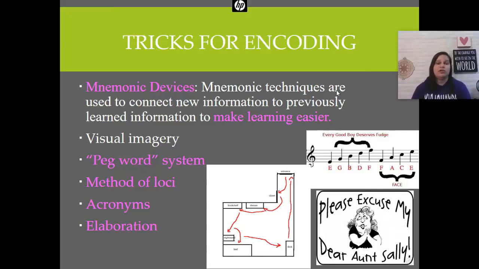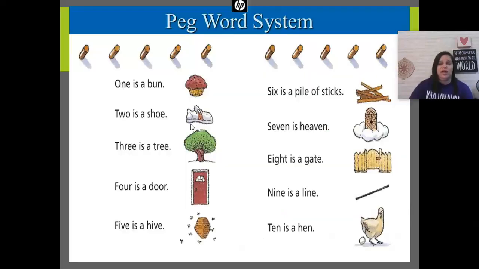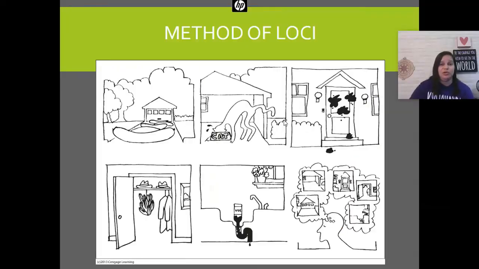Here are some tricks, or rather than calling them tricks, we could call them mnemonic devices. Mnemonic devices are techniques to help new information link to information that you already have, making learning easier. Visual imagery, and we'll talk about each of these types here, and we'll practice them a little more in class. The peg word system involves having a set of memorized peg words, like 1 for bun, 2 shoe, 3 tree, and then you link the word that you want to memorize with the peg word. That one's easier when we practice it in class, so I'll explain that one a little bit more in class.